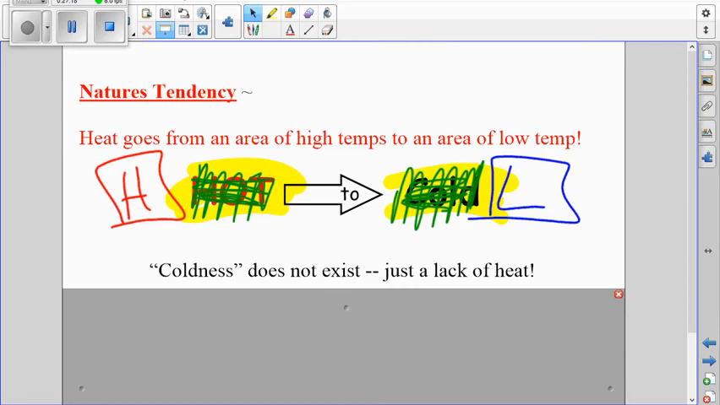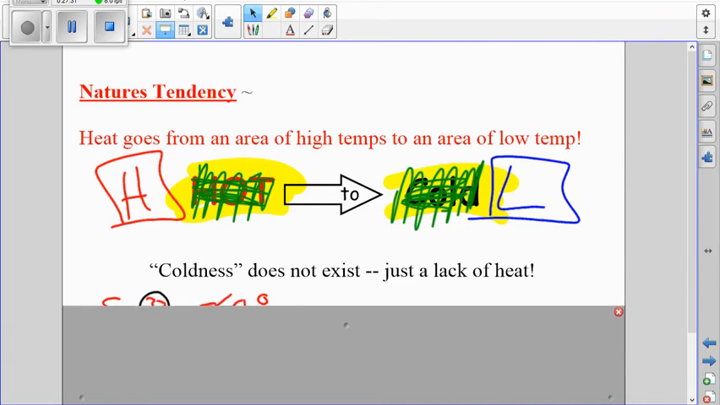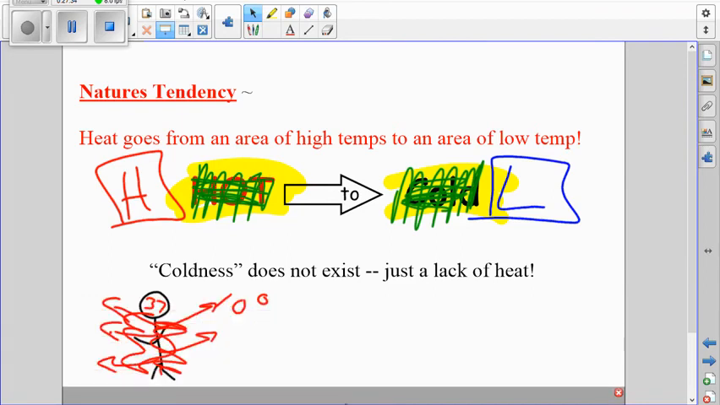Although you could be like, she's so cold. But I think that's kind of a different type of cold. Like, do you really mean that she lacks heat, or is there something else going on there? Is that what an ice queen is? All right, anyways.